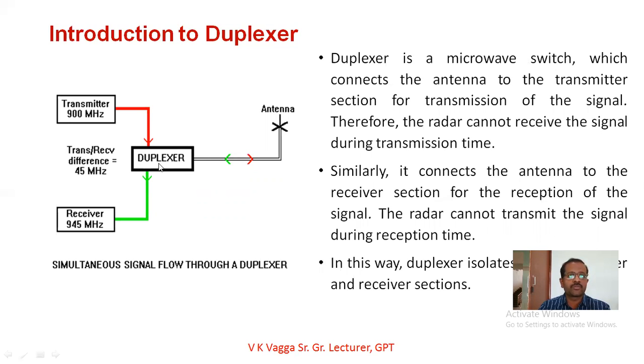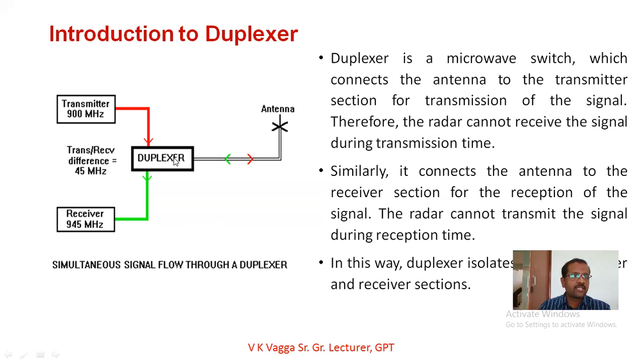It is a microwave switch, and it gives the connection for the transmission. If the signal is to be transmitted, it takes the signal from the transmitter. You can observe the arrow: from the transmitter it moves into the duplexer, and from the duplexer it moves into the antenna, which is indicated with the red color here.